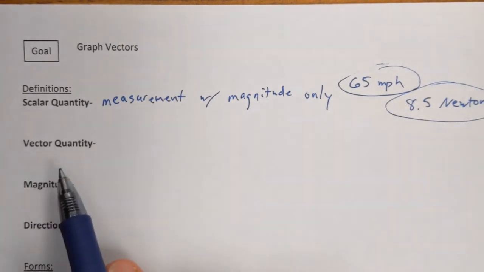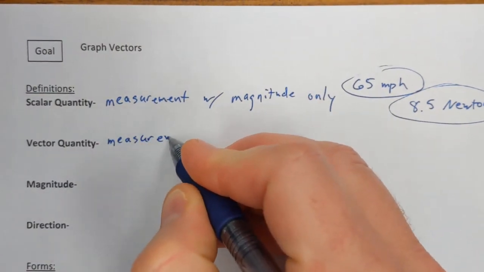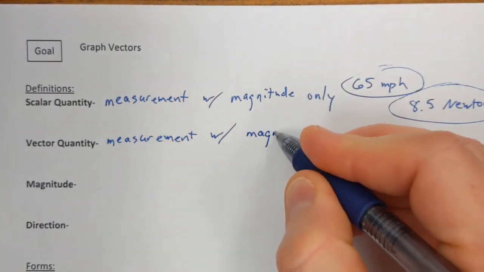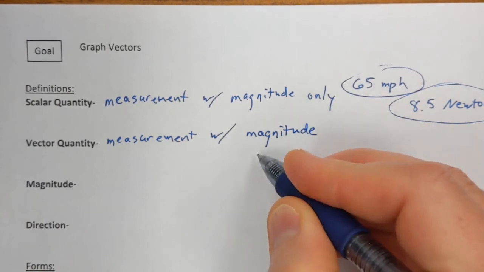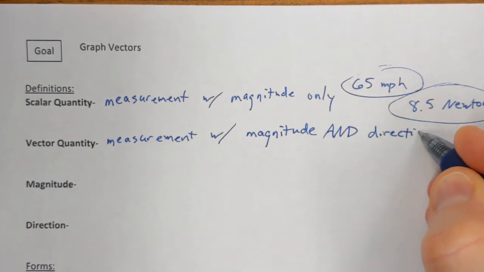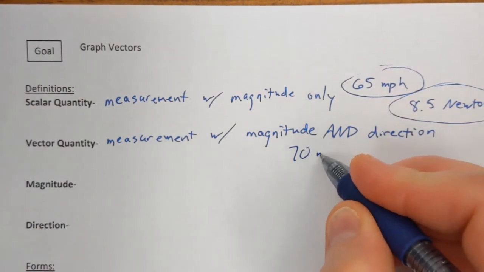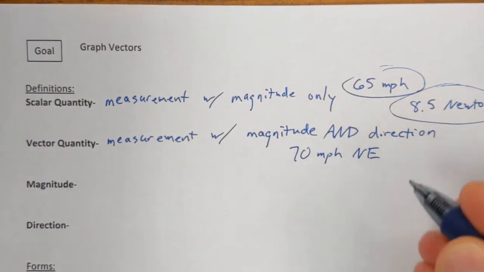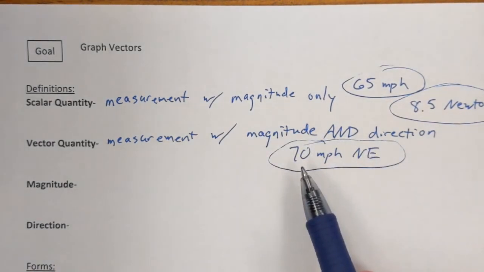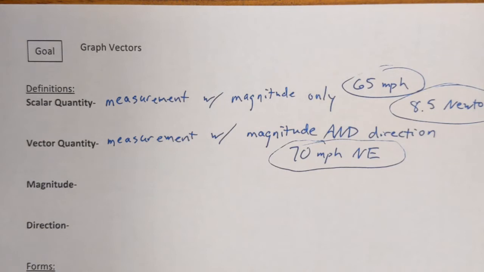Compare that to a vector quantity. A vector quantity is a measurement that has two things: magnitude and direction. Both of those things. So let me give you some examples of a vector quantity. If I were to say, hey, I'm driving 70 miles per hour northeast, well now you have a vector because not only do you have a magnitude, like a size of the measurement, a numerical value for the measurement, you also have an angle or a direction. We're heading to the northeast.